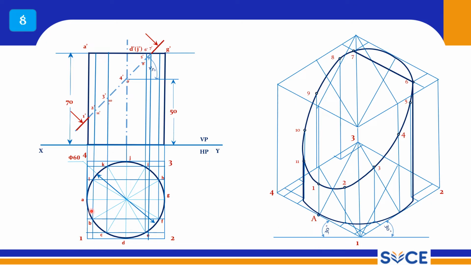Otherwise you can use points method, and you can draw the base also. Here also you can use points method, and you can use this partial circle. So that way also you can do, nothing wrong. Any method you can use, no problem, but you should get the truncated prism perfectly. That is very, very important. So this is question number 8.